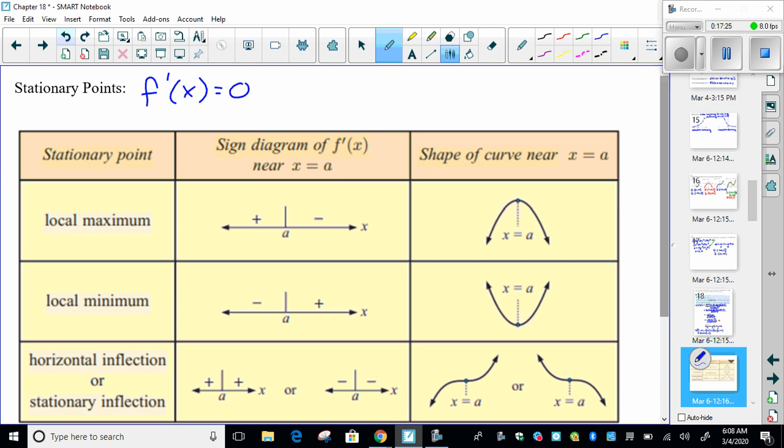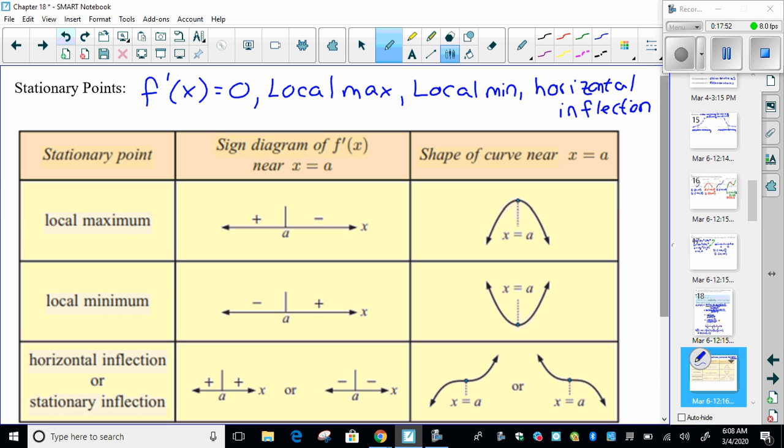It is going to be a local min, a local max, or an inflection, which you'll see. Our stationary points occur when our derivative is 0, which means our slope is 0. They will be a local max, a local min, or a horizontal inflection. It could also be an absolute min or an absolute max.